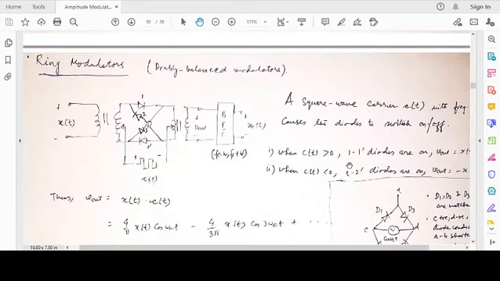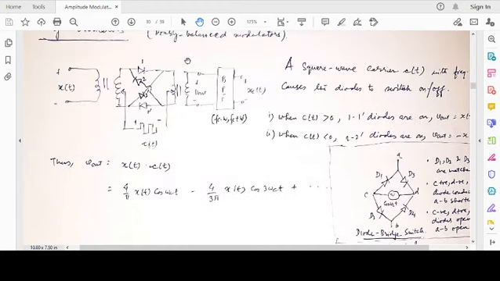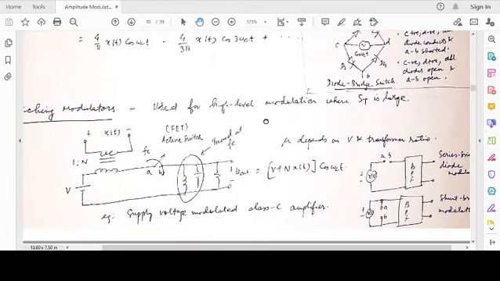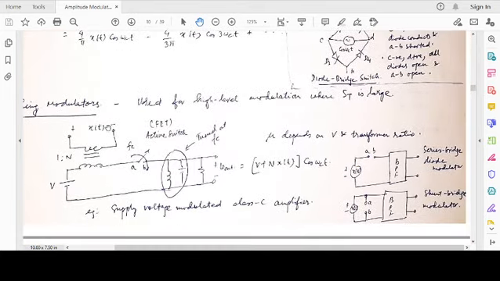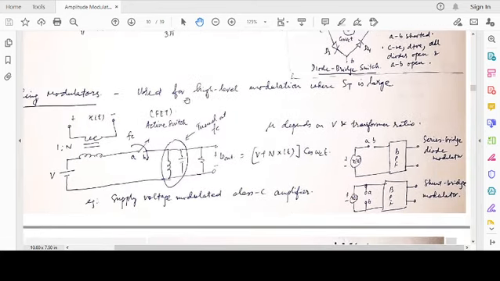So this is also a configuration. This is known as a bridge configuration. This is known as lattice configuration of a doubly balanced modulator. So where is this used? This is used in switching modulator scheme, which is used for high level, high power modulation, where the output power required is very high.